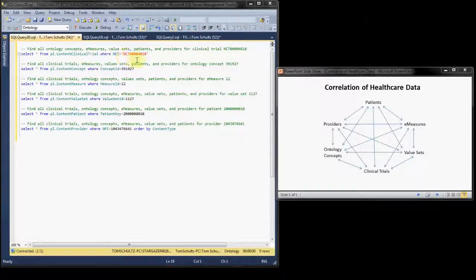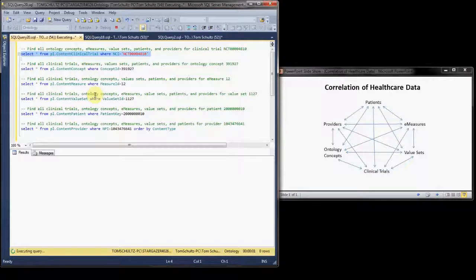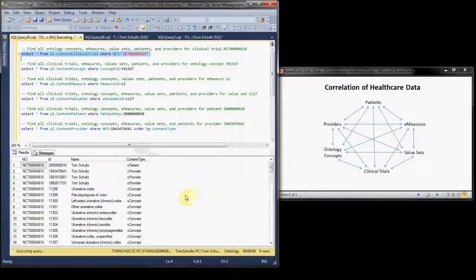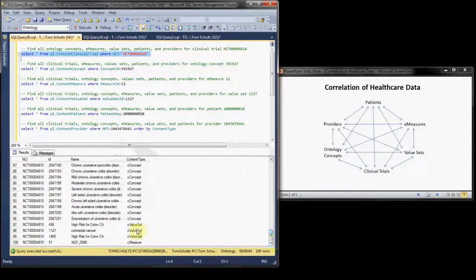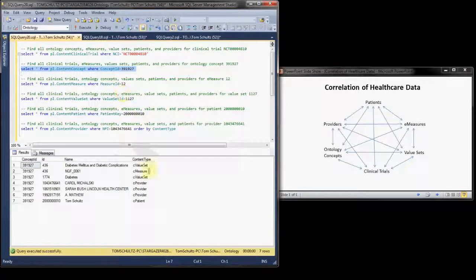So we're going to start out by looking at a particular clinical trial here. And upon executing this, we get 100 rows here. So we see different patients here associated with this trial, different providers, ontology concepts, value sets, e-measures. Similarly, for a given concept here, ontology concept, we find a set of value sets, measures, providers, patients.